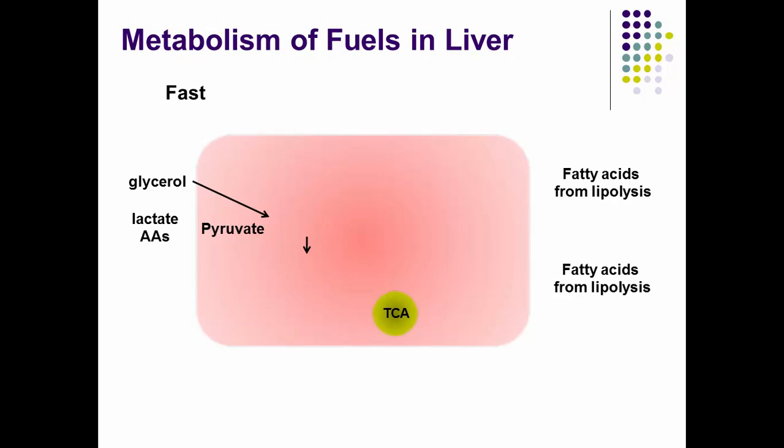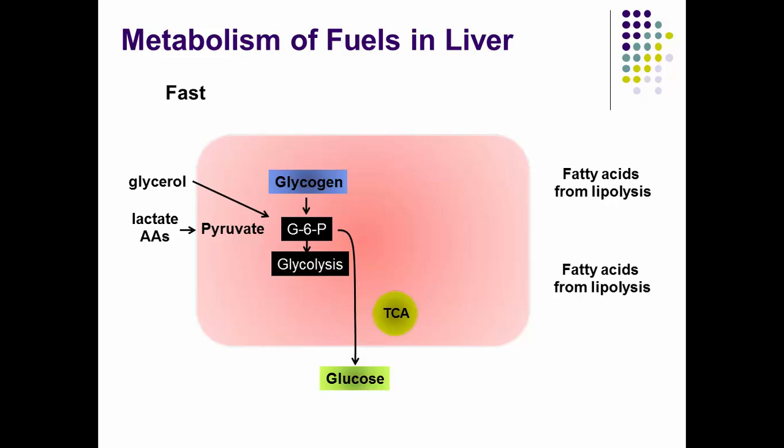And in the fasting condition, right? In the fasting condition, we know the liver makes glucose and ketone bodies, right, and releases them into the circulation. So first of all, glycogen should be broken down to release glucose. And the second thing is gluconeogenesis, right? Glycerol, lactate, and amino acids, which can all become pyruvate, can all serve as the precursors for gluconeogenesis.